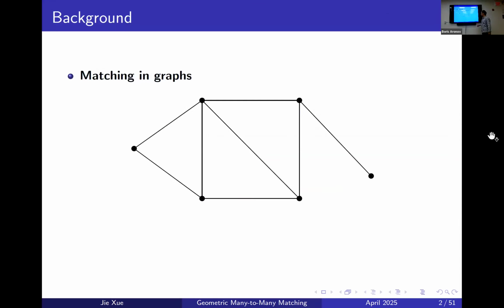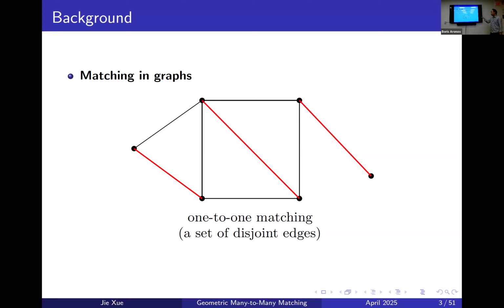Okay. So let's start with some basic definitions. Suppose there is a graph here, and a matching in this graph is just defined by a set of disjoint edges. By disjoint, I mean they do not share any endpoints. And this is usually called a one-to-one matching because, as you can see, you use those edges to match those points, and each point is at most matched to one other point. So this is why it's called one-to-one matching. It's just represented by a set of disjoint edges.